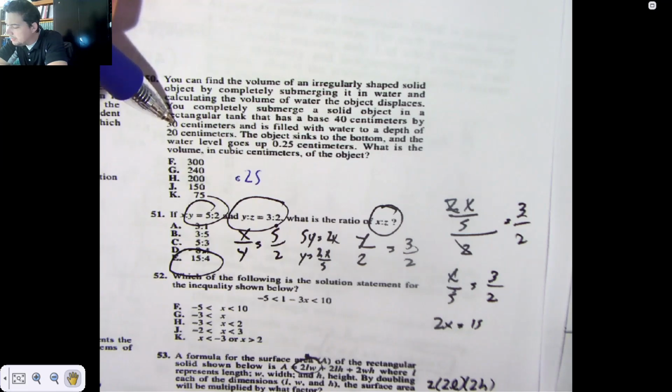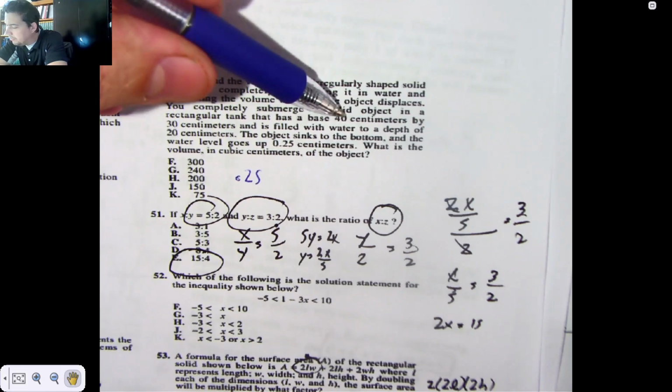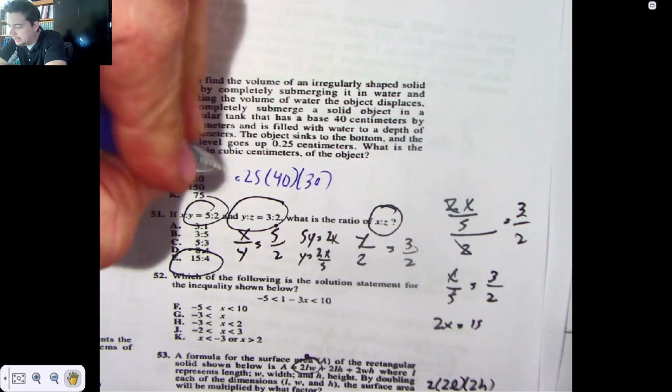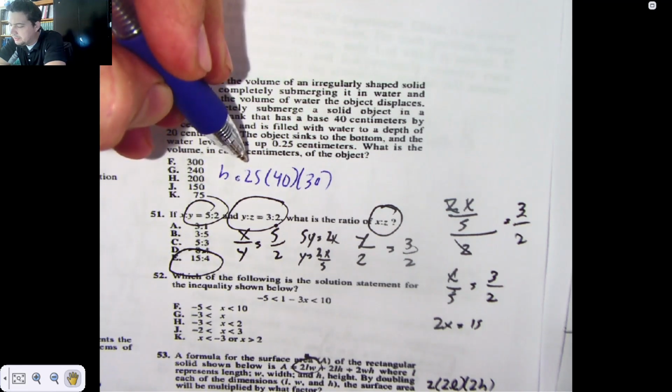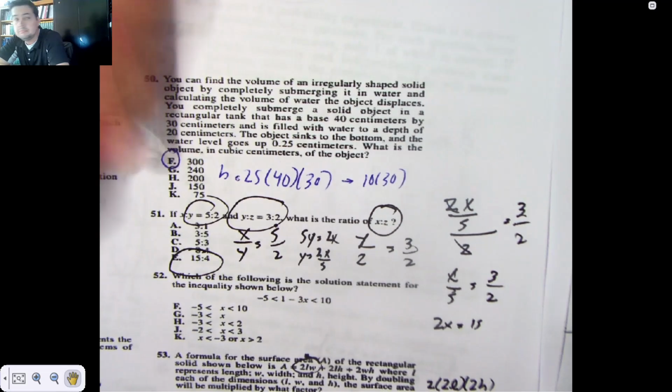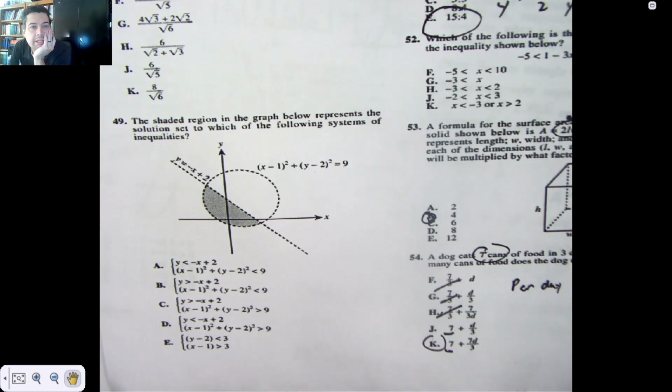This thing was 40 by 30. So this is the height. The height is 25 hundredths. Then we have the length and we have the width. So a quarter of 40 is 10, and 10 times 30 is 300. That's really all there is to it. Easy problem. Well, this one looks somewhat intimidating, but it's not.